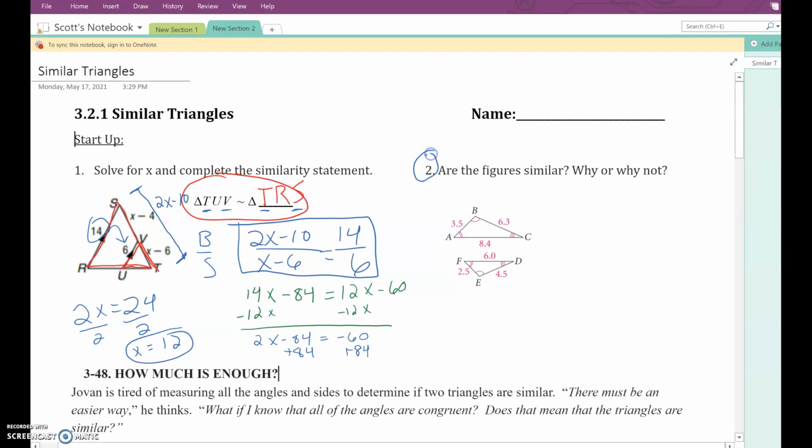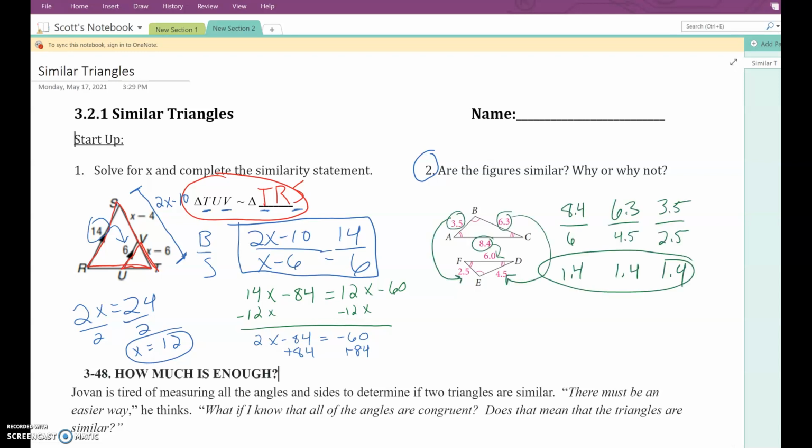Remember, to see if these two are similar, you have to check all the sides, all the scale factors, and all the angles. Okay, so if we match up the corresponding sides, we can see that the scale factor is 1.4, so these guys are similar.